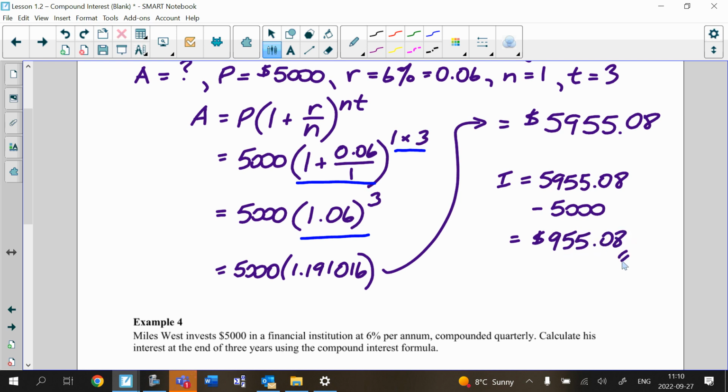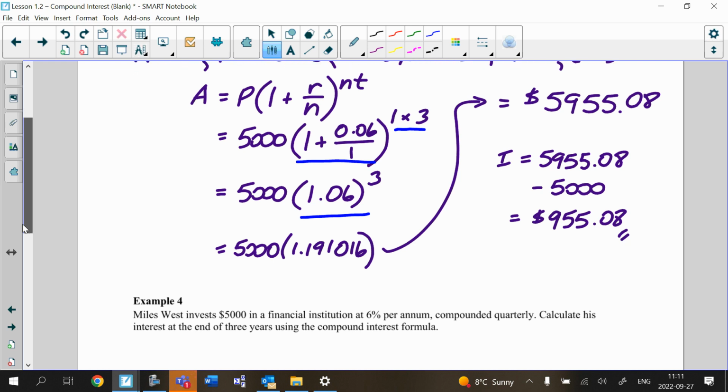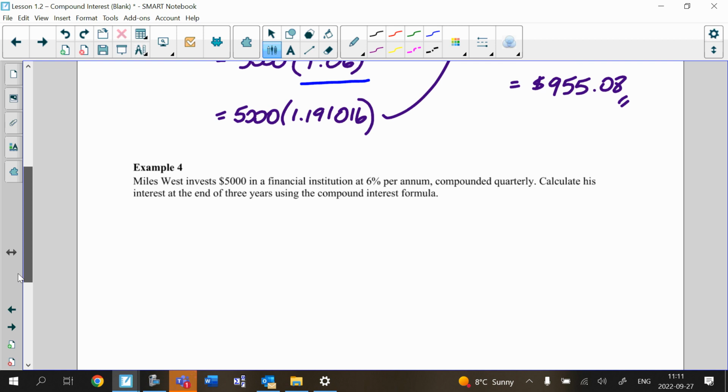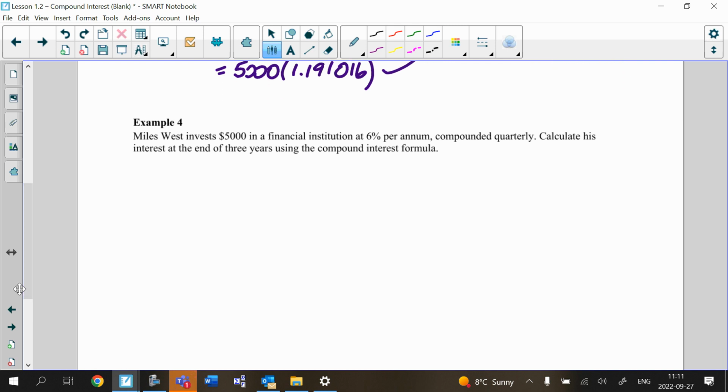Okay, let's do this last example where we practice using the formula. Same question, almost. Same principle. P is the same. This is R. Remember, it's 0.06 as a decimal. Compounded quarterly. So how many interest periods? 4. That's the difference. T is still 3.